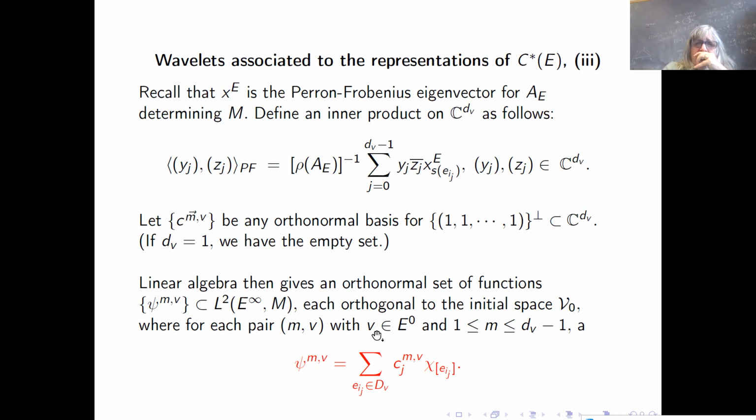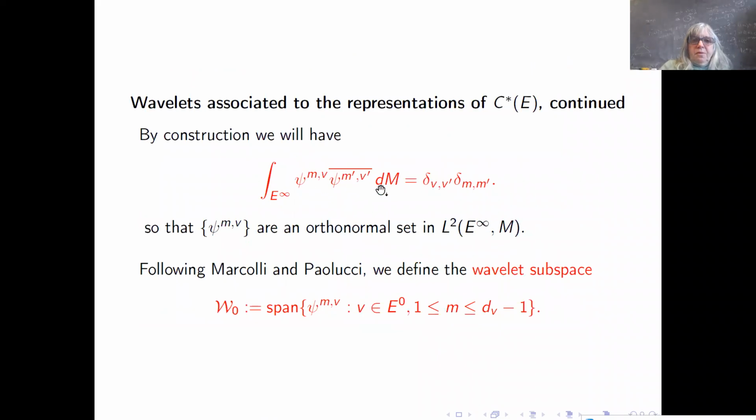For V, we've worked it out so that when you take this times this, you're going to get this inner product to be 0. So here's what you get. They are an orthonormal set in L2 of E infinity. They're finite dimensional, and when you take the span of all of them, where you range over all the possible vertices and all the m going from 1 to dv minus 1, and of course if dv is 1, you don't have any contribution from that v, that's your W0, the wavelet subspace.